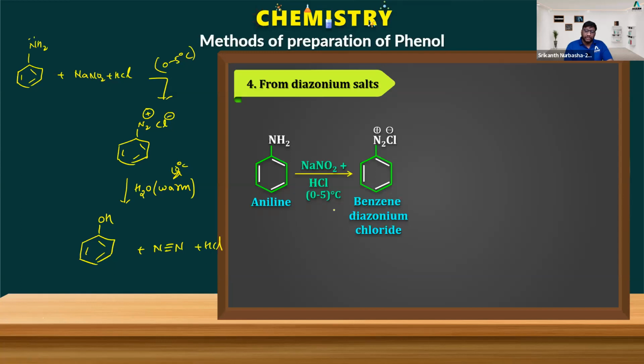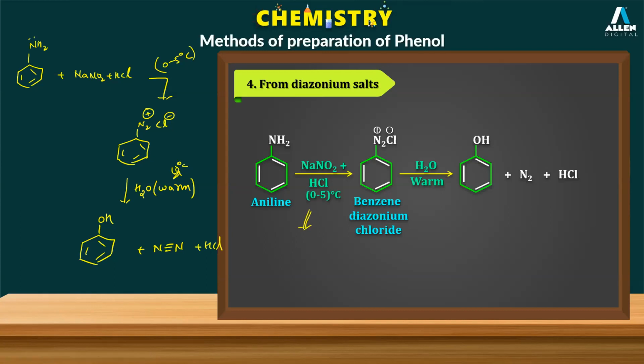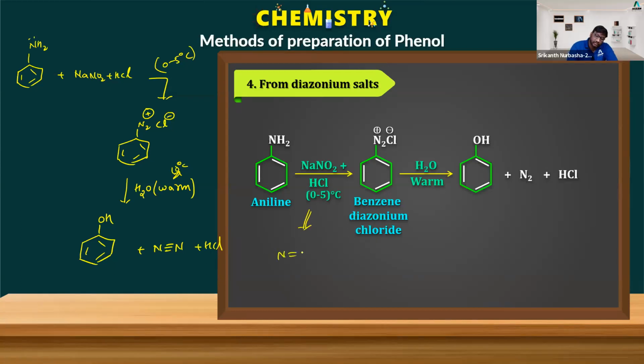Aniline, NaNO2 in the presence of HCl forms the respective benzene diazonium chloride, and that upon light warming with water, like 10 degrees Celsius only, forms phenol, N2 and HCl. And in the mechanism, what is the electrophile? What is the electrophile, students? NO2+, NO+. What is that? Nitrosonium ion, N double bond O plus, is the electrophile obtained, also called nitrosonium ion.